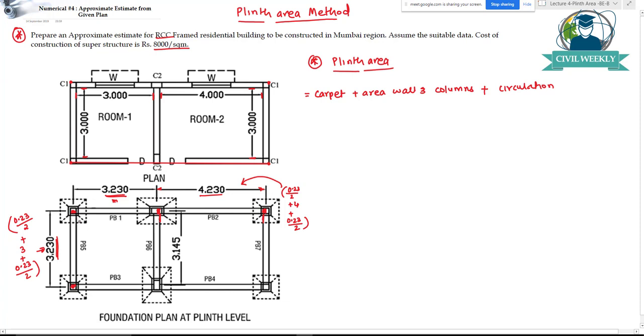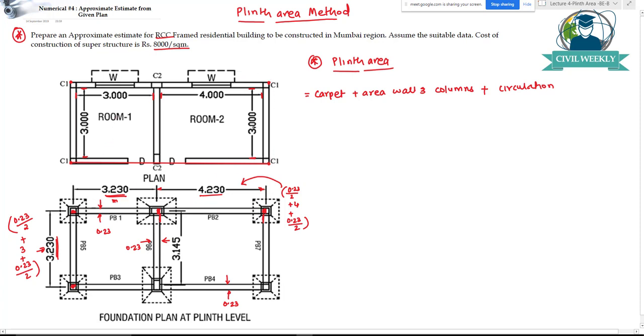So can I say each and every wall thickness here is 0.23 meters? This will be again 0.23. Here also this wall thickness is 0.23, and this wall thickness is also 0.23. For each and every wall, the thickness is 0.23 meters. For plinth area we have to consider wall thickness also, and considering that, we have to find the outer area.